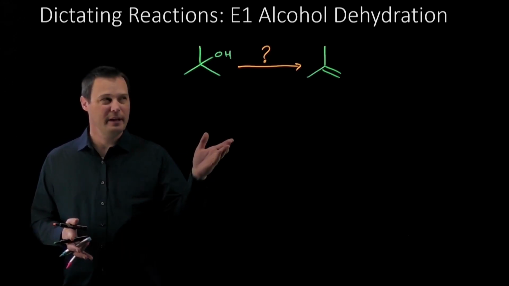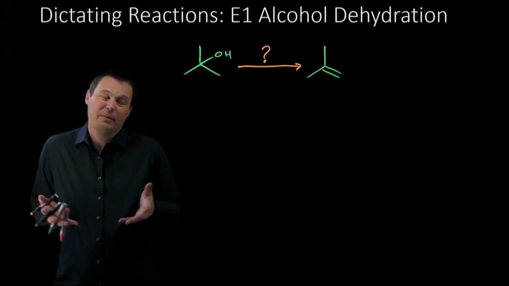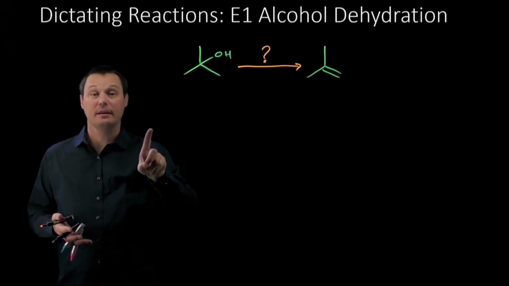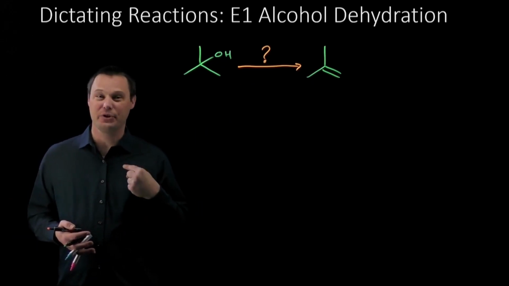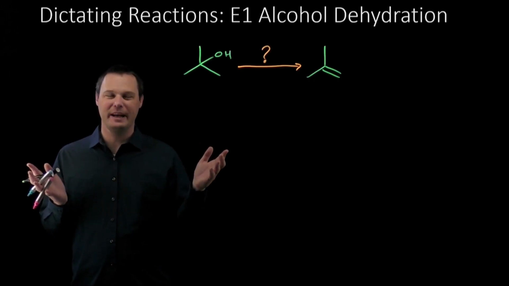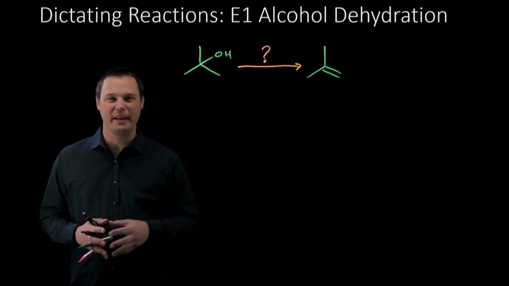Our goal? Eliminate an alcohol. Sounds simple, right? But if you think you can just throw in a strong base, think again. So what do we do? We invent the conditions to make it happen. And I'm going to show you how. This is the E1 alcohol dehydration, and it's the turning point in your organic chemistry journey.